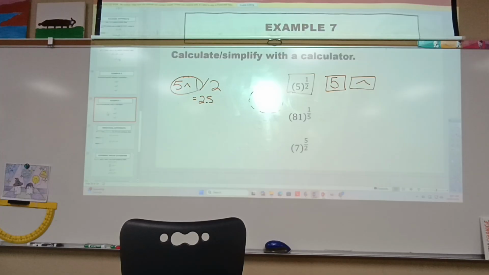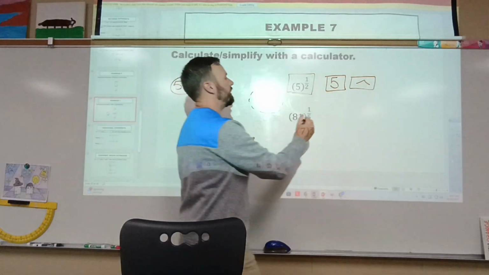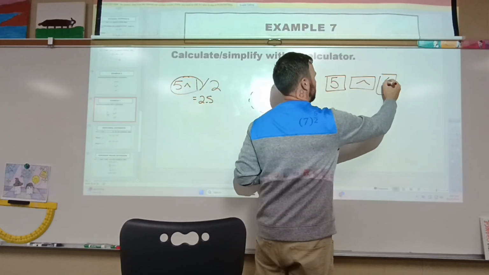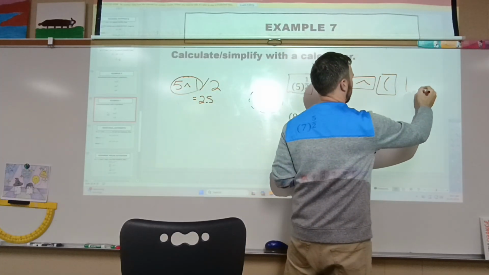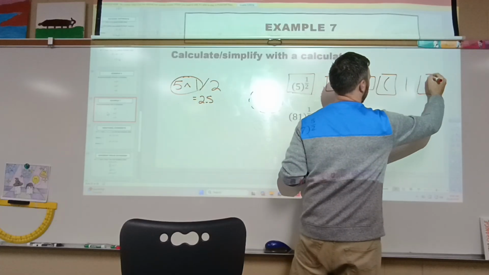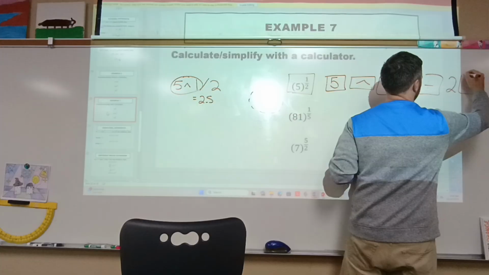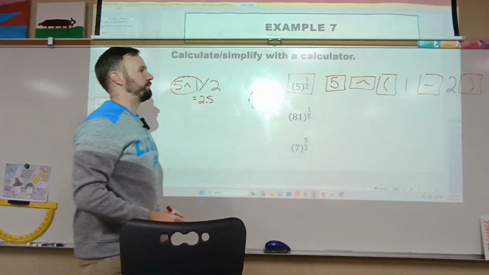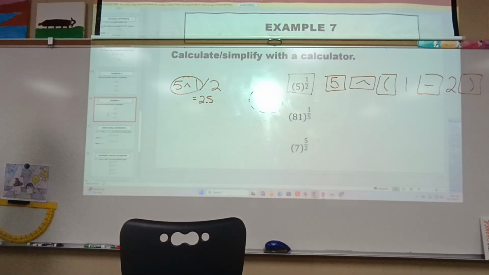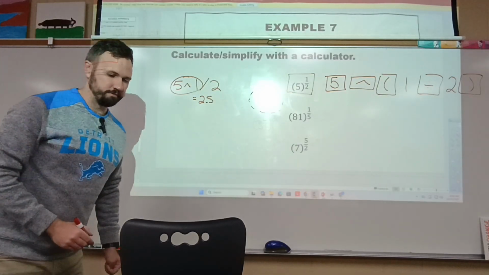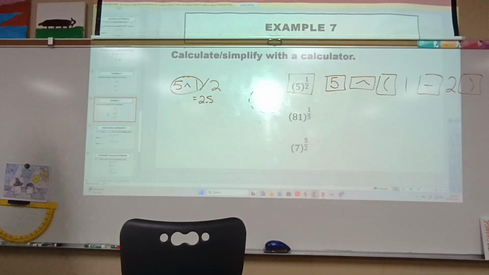Right? What do you need to do with fractions? I know a lot of your calculators move it up. But what do we need to do with that fraction? Put in parentheses, right? You need to put that in parentheses. So make sure you're getting a decimal of some sort, probably about 2.2, 2.3?